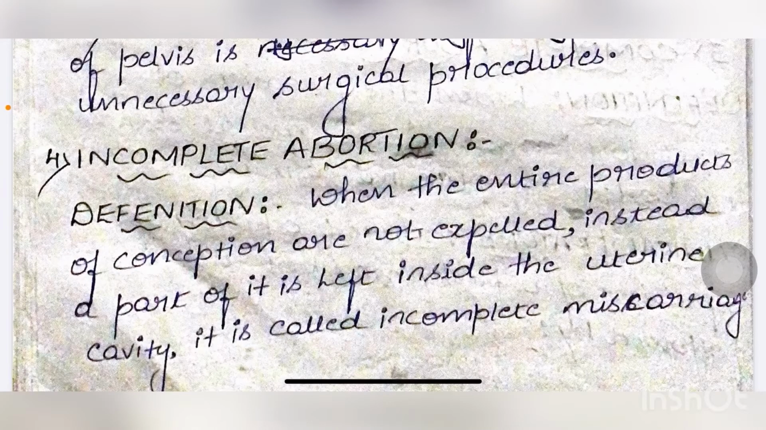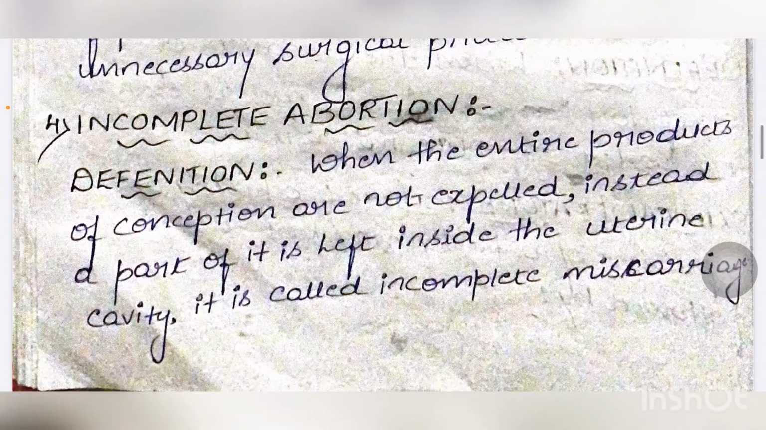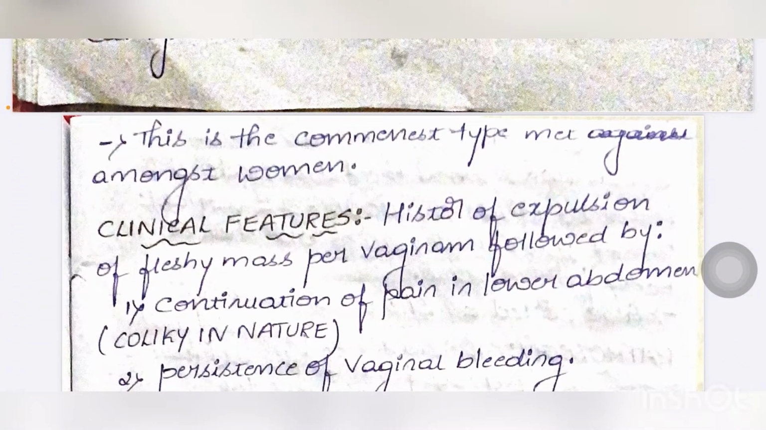The fourth type of abortion is incomplete abortion. What is the definition? When the entire products of conception are not expelled, and instead a part of it is left inside the uterine cavity, it is called incomplete miscarriage or abortion. This is the commonest type met among women.